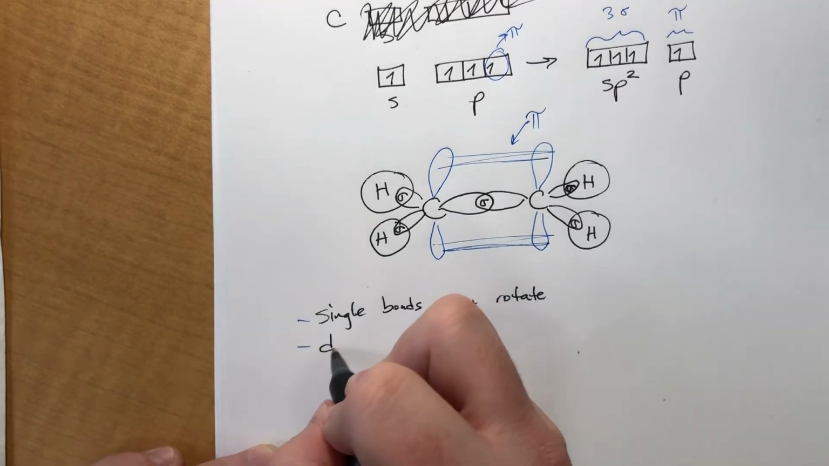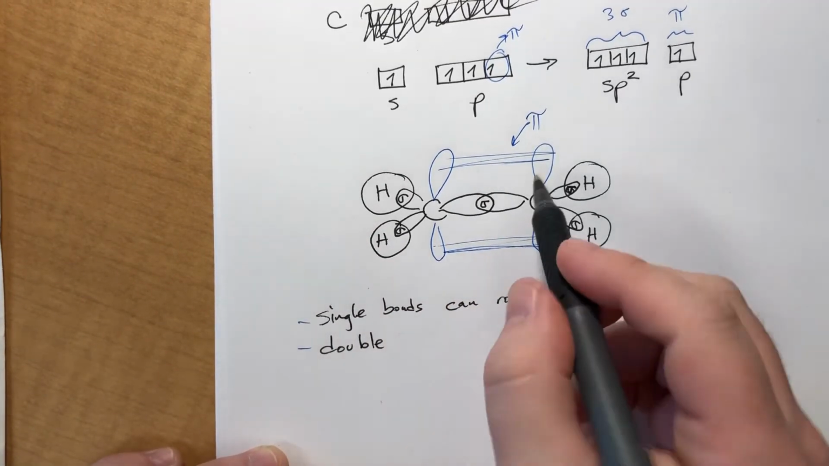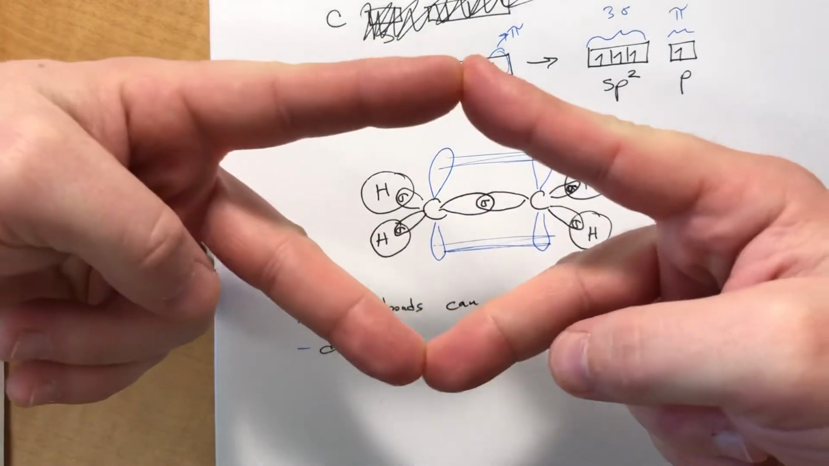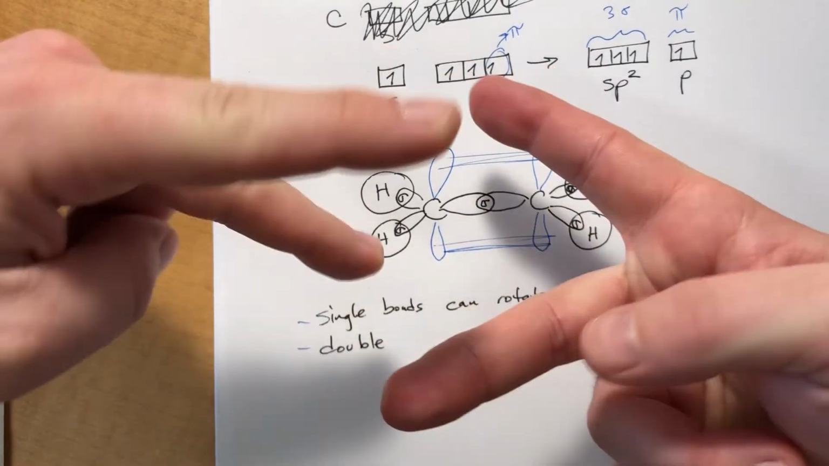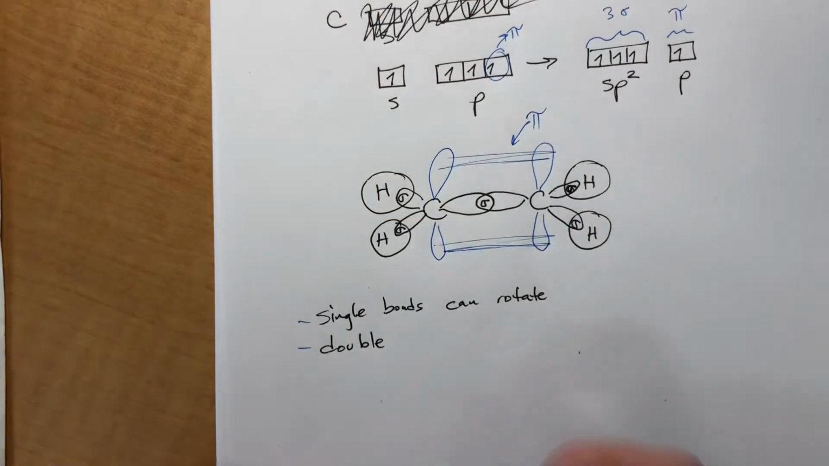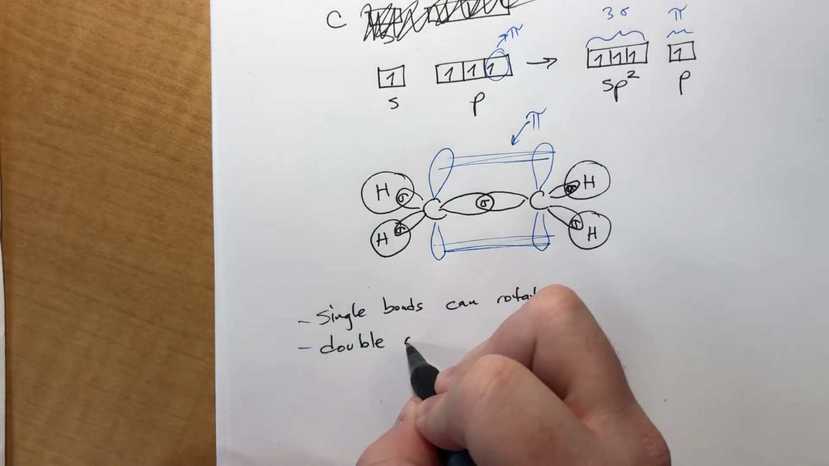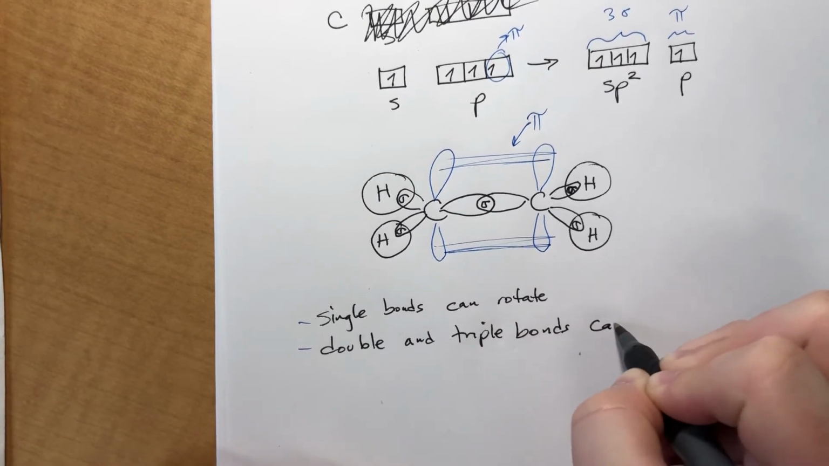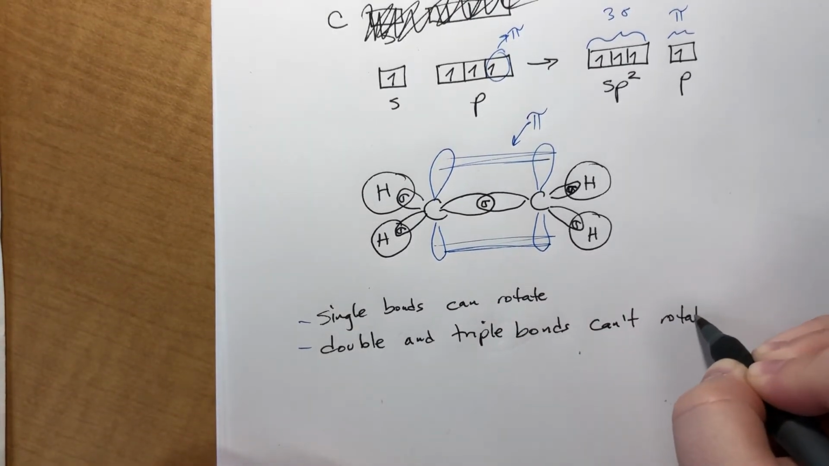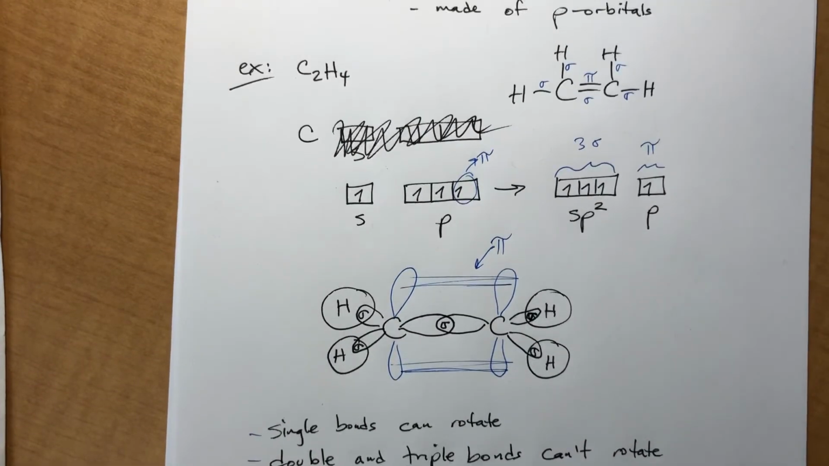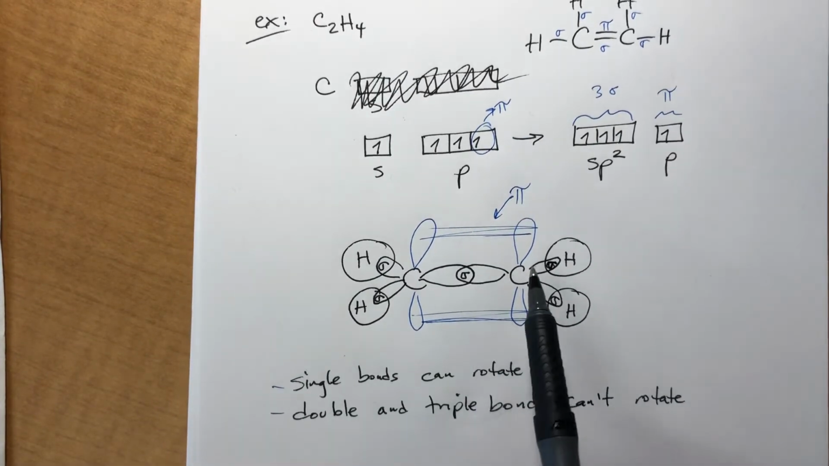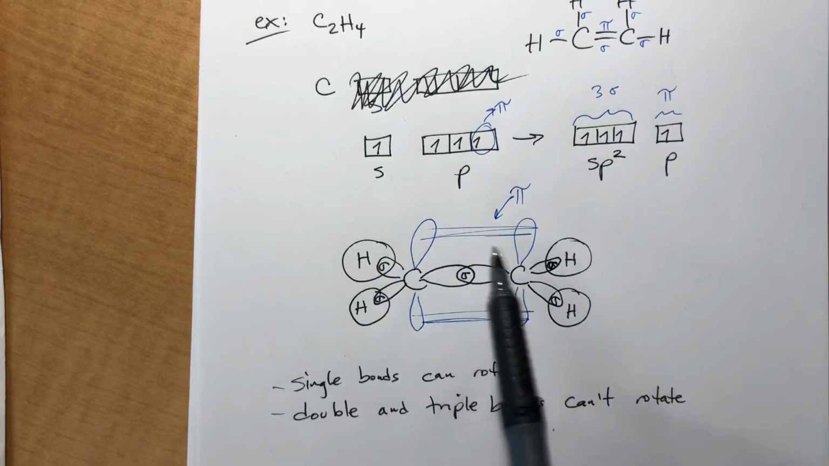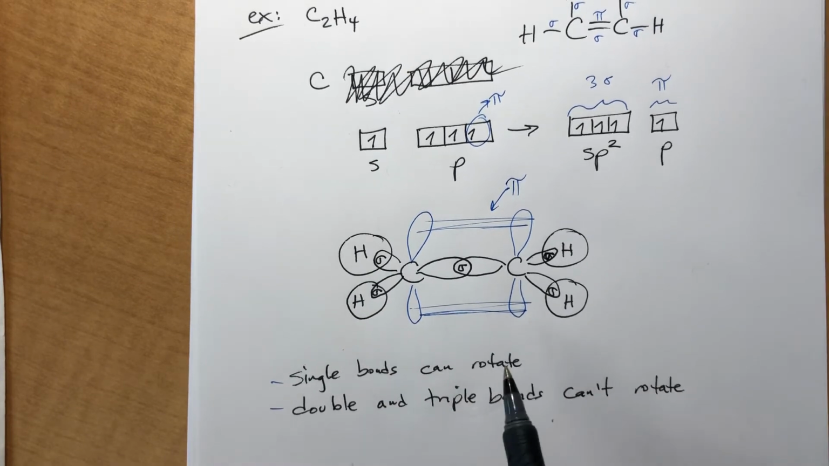Switched pens, sorry. Double and triple bonds cannot because of this pi bond. It's connected like this. To rotate it, you'd literally have to break the bond, and that's not going to happen. Well, it can, but it requires a lot of energy. It's not just going to happen on its own. So double and triple bonds can't rotate. You end up with a more rigid structure. Okay, I do not need you to be able to draw this, but it is important that you understand that this is what it's going to look like.